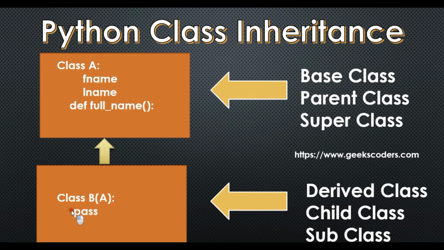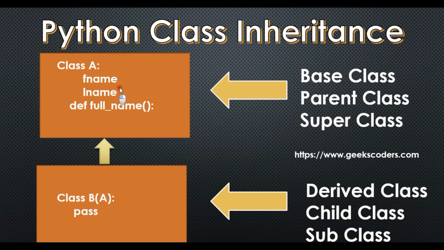I'm not going to add anything in class B. In this case, this class B can access all attributes and methods of class A. For example, our class B can access f name, can access l name, and also can access the full name method.